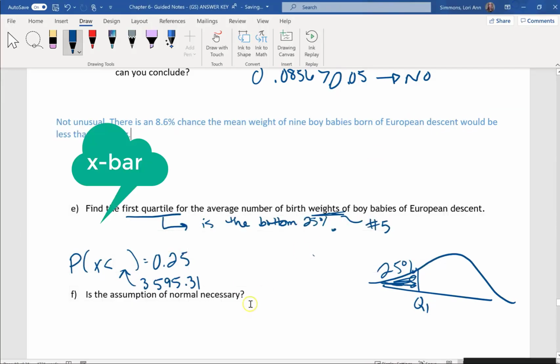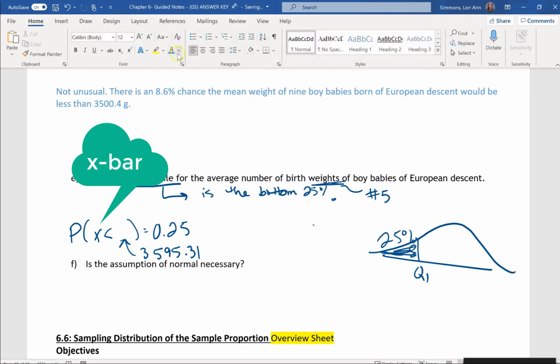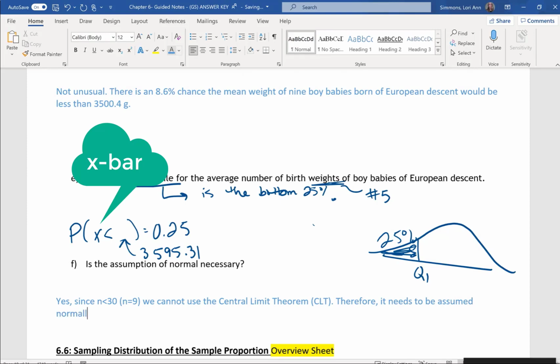Okay, let's look at the next part. Is the assumption of normal necessary? Yes, since n is less than 30, remember n was equal to 9, we cannot use the central limit theorem, or CLT. Therefore, it needs to be assumed normally distributed.